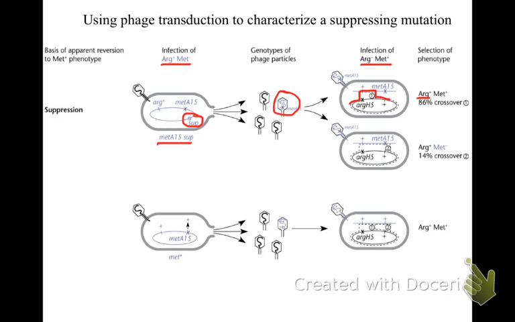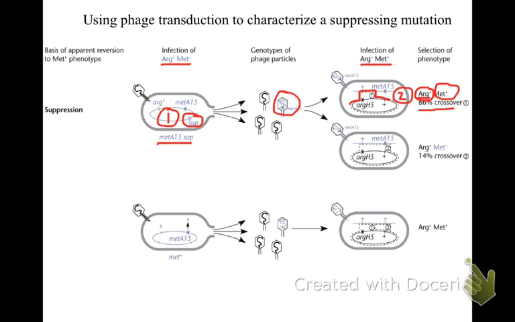So these end up getting the ARG gene from strain 1, but the MET wild type gene is actually from this second strain, strain 2. And 86% are going to be of this genotype. Part of that is because we know the distance on the chromosome between arginine and methionine. But now let's look at another situation.